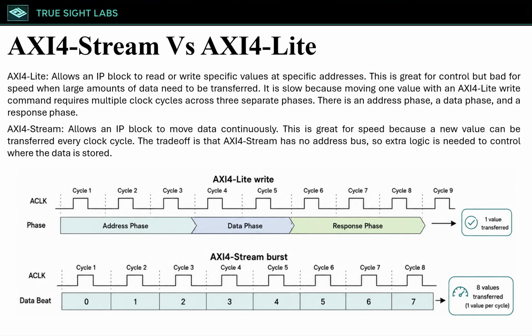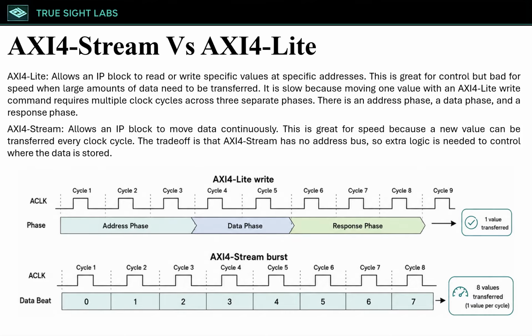AXI4-Lite allows an IP block to read or write specific values at specific addresses. This is great for control, but bad for speed when large amounts of data need to be transferred. It is slow because moving one value with an AXI4-Lite write command requires multiple clock cycles across 3 separate phases. There is an address phase, a data phase, and a response phase.